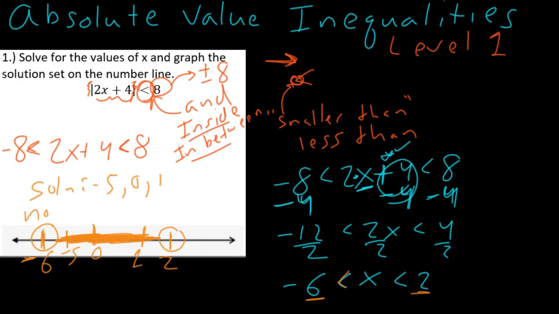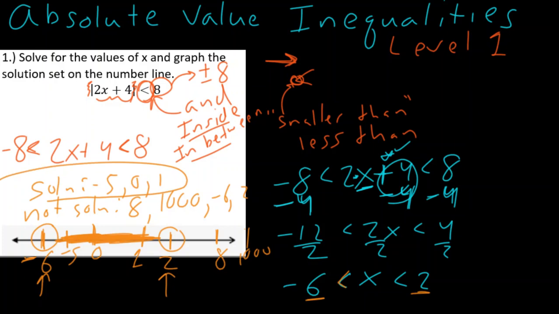And if I were to say, well, what's something that's not a solution? You might say, you know, way over here, 8. 8's not inside our shaded region. If we go even further, we could say 1,000 is not inside our shaded region. And if you wanted to get real fancy, you could even say negative 6 and positive 2. Okay? So anything in between those is a solution, but those two numbers and everything on the outside is not a solution. All right, let's move on to example number 2.